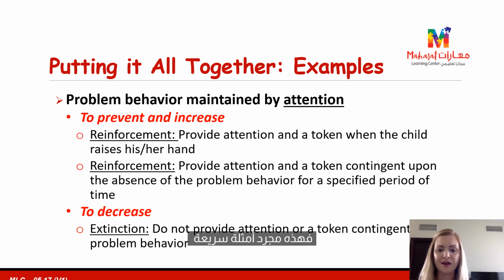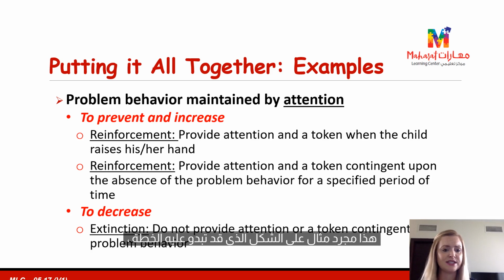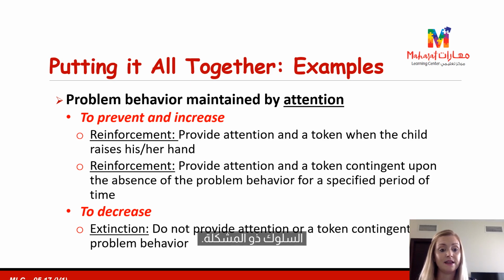Okay, so these are just an example really quickly. I didn't go through all of the functions of the behavior. I just have one example of a problem behavior that's maintained by attention. This is just an example of what a plan might look like, right? So as a reinforcement strategy, we are going to provide attention and a token when the child raises their hand. Again, we'll also provide attention and a token based on the absence of the problem behavior. And when the problem behavior does occur, we do not provide attention or a token.